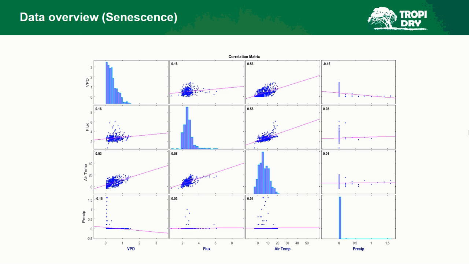And because of a higher air temperature, it results in a stronger relationship to flux, a stronger positive relationship to flux is what I should say, because as your air temperature is at a high, your metabolism favors the warmth and the respiration of carbon dioxide is at a high. The precipitation does not affect it as much during the senescence season, evident by the almost horizontal slope of the precipitation relation.